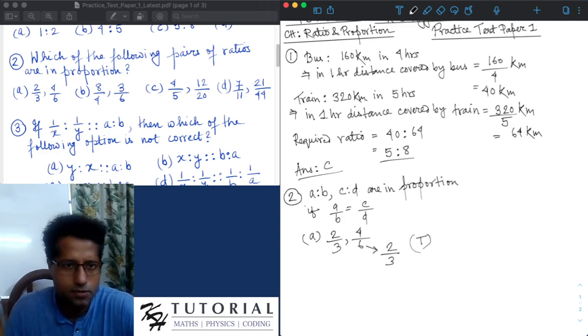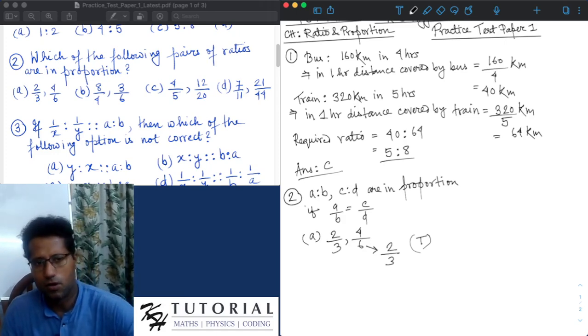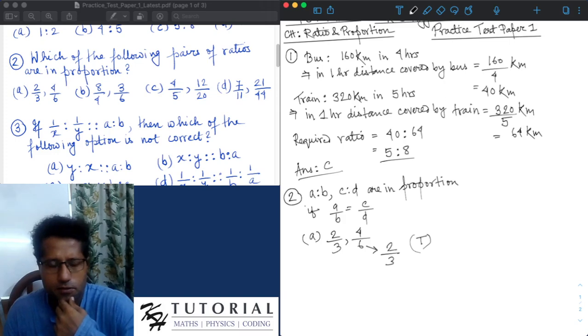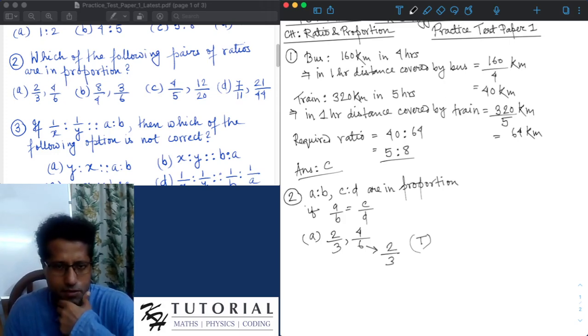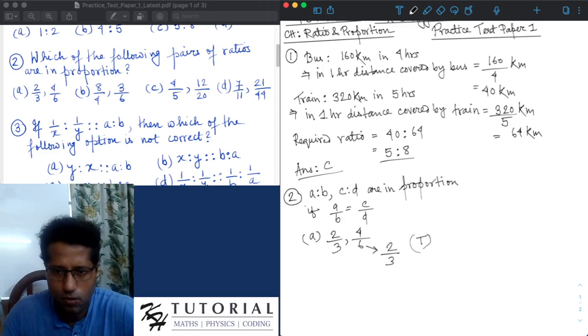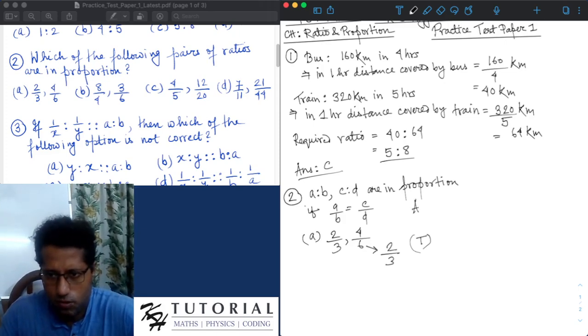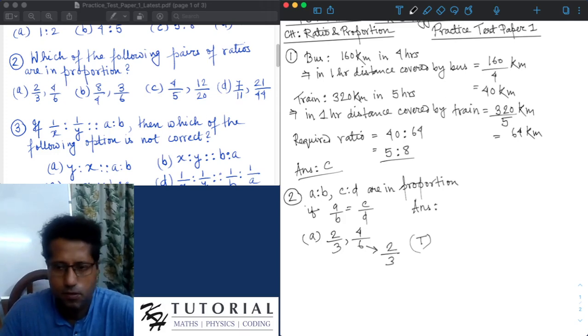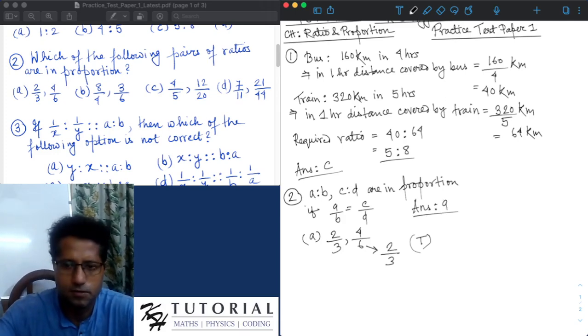So choice A should be the correct choice. Since these are multiple choice questions, only one choice will be correct, so you need not check the other choices. But still, you can see that 8 by 4 and 3 by 6 are definitely not equal. Also 4 by 5 is not equal to 12 by 20, and 7 by 11 is not equal to 21 by 44. So definitely choice A is the answer. Okay.